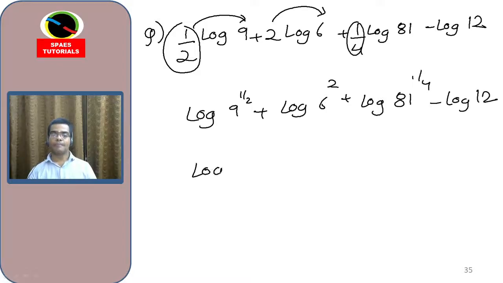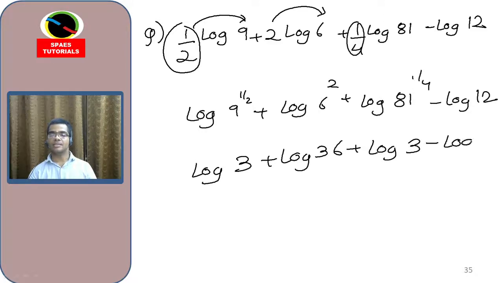So log 9 power half is nothing but root 9, that is 3. Log 6 square is nothing but 36. And fourth root of 81 is nothing but 3, minus log 12. So let us do all this in one moment.